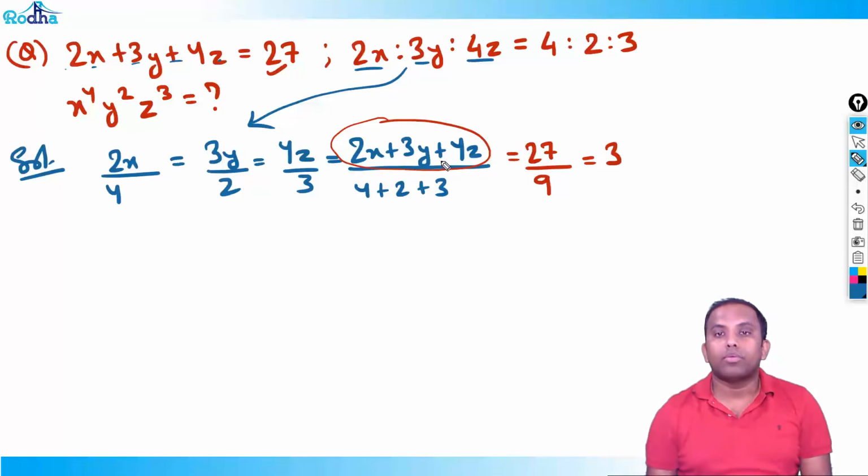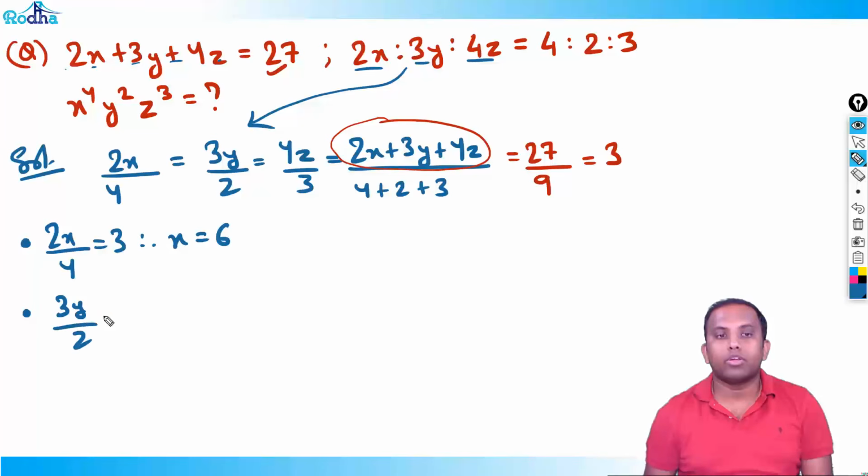Okay, so if it becomes 3 now, I can very quickly equate the value of x here. So 2x by 4 is equal to 3. So what is the value of x? Therefore x is equal to 6. Okay, 3y by 2 is equal to 3. Therefore what is the value of y? The 3 gets cancelled, y is 2. 4z by 3 is equal to 3. Therefore z is equal to what?